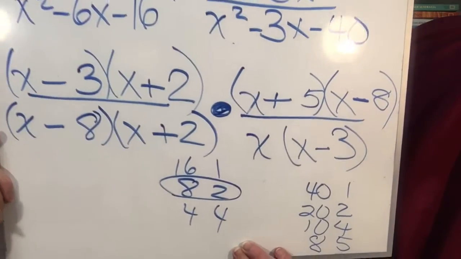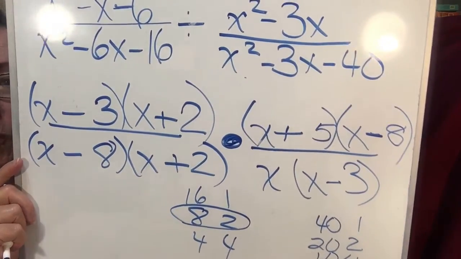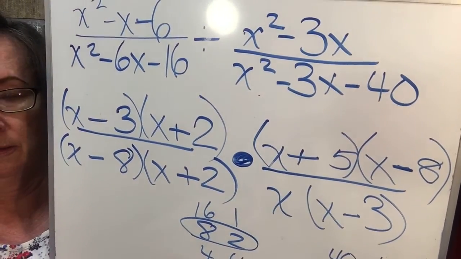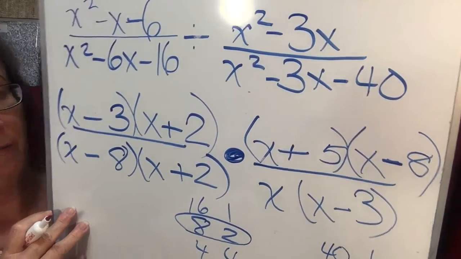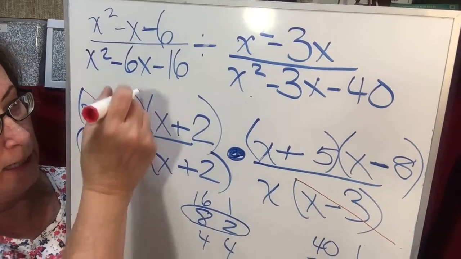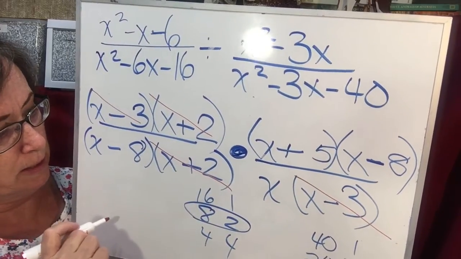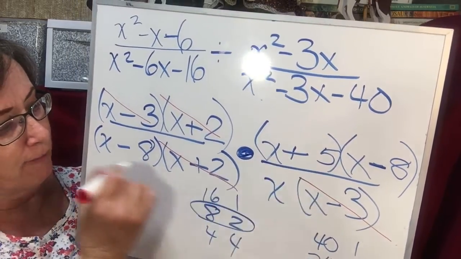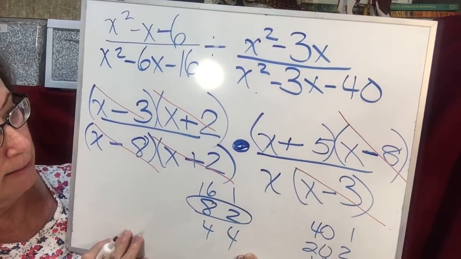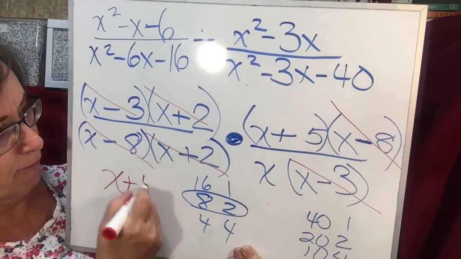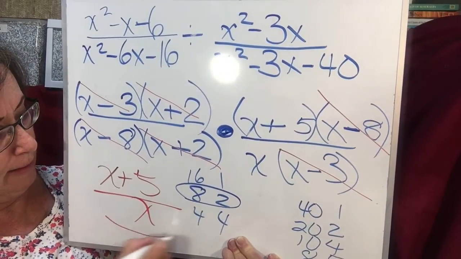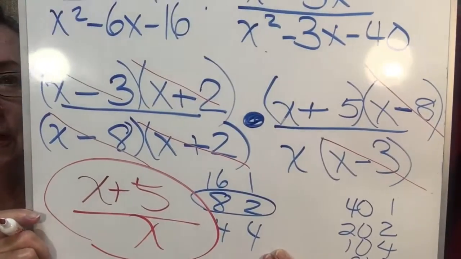Okay, so look at all the factors before we start to cancel. All right. So x minus 3, x minus 3, x plus 2, x plus 2. X plus 5 does not have a partner. X minus 8, x minus 8. So we're left with x plus 5 on the top over x.